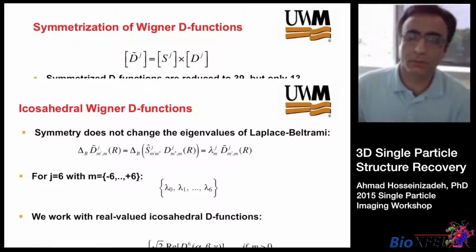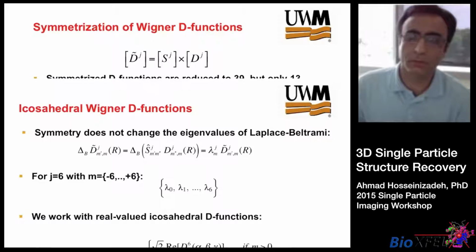J is 6, and then M runs from -6 to +6. So we will have one singlet for M0, and then 6 degenerate pairs. To have an idea about the symmetrized Wigner D functions, this is the general formula of them. And it starts from 5 because the first row and the last row, also the first column and the last column, were 0.